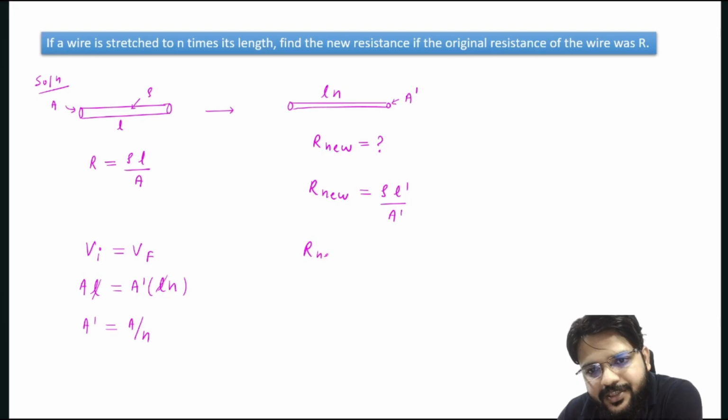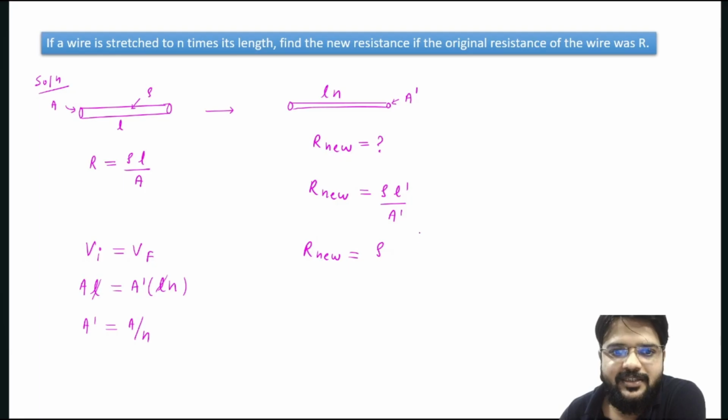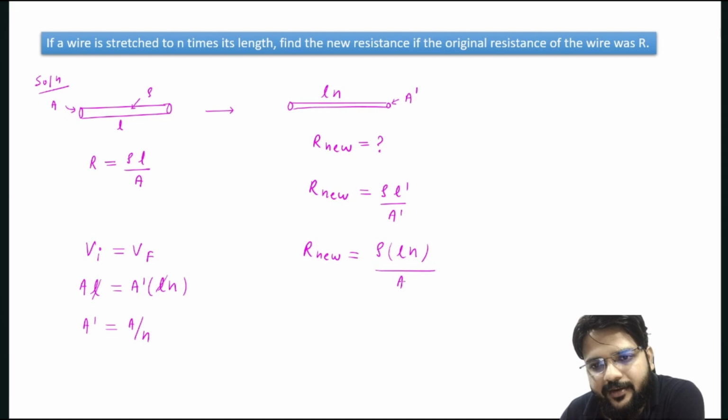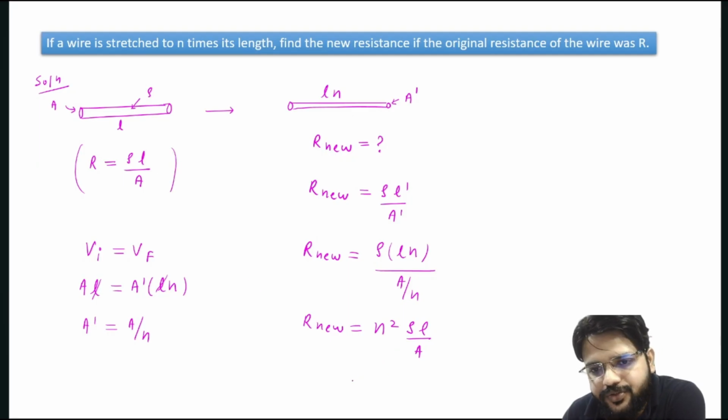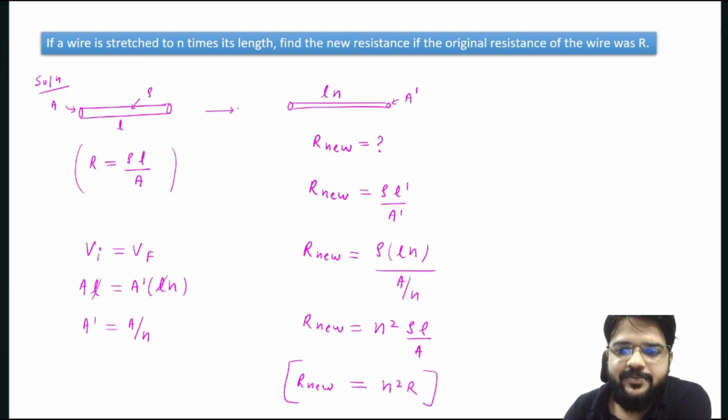Now the new resistance should be rho L dash, how much here? It is Ln, and A dash is what? It is A by n. Now simplify this, then we will get new resistance equal to n square rho L by A, and the rho L by A value we already know, so it is R. It is given in this question. So now the new resistance is becoming n square R. This is the new resistance. So if we are stretching the wire n times, then the new resistance becomes n square R.